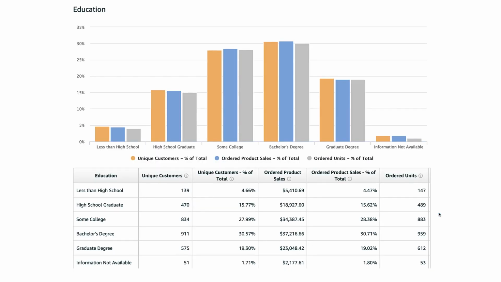It gives you education status. So are they high school? Did they graduate from college? Did they have a bachelor's degree? Did they get a graduate degree? Or was there not enough information available? So it breaks down the education.